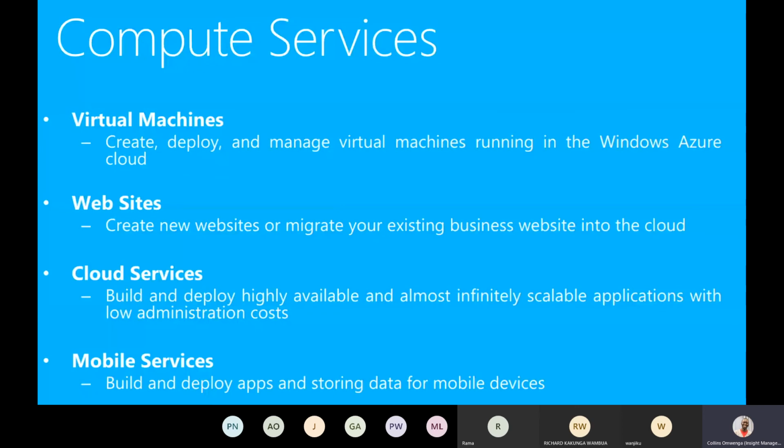So let's just dive a little bit deeper on specific key services. So in this scenario, we're looking at compute. So for compute, the key services that you might likely interact with, we're looking at virtual machines, websites, cloud services, and mobile services. So when it comes to virtual machines, it's your normal virtual machines, a Linux machine or a Windows machine that has been deployed in the cloud. It allows you to deploy and manage it within the Azure cloud.